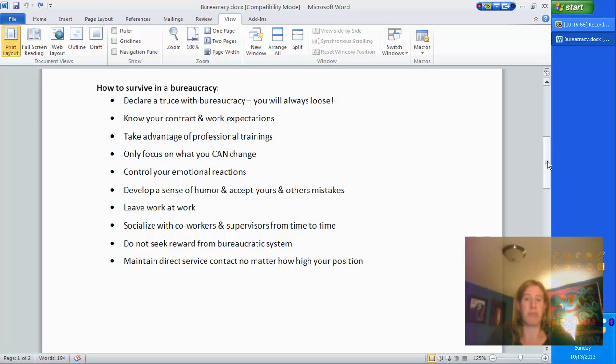Don't seek reward from the bureaucratic system. The bureaucratic system is not going to give you a giant award or a rose or a thank you even. Again, depending on your supervisor, you're not going to get any acknowledgement for the things that you do within the organization. So don't expect it from there. Try and get it from other places.